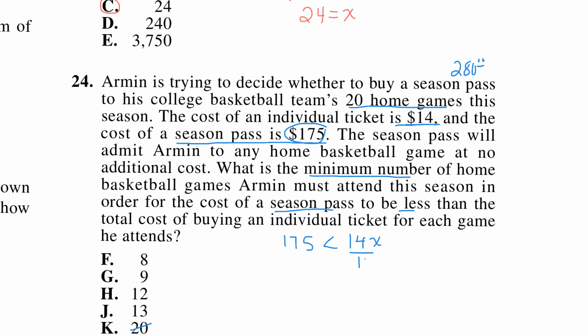So if we divide this by 14, 175 divided by 14 comes out to 12.5. So x has to be more than 12.5. So the number greater than 12.5 would be 13. So 13 would be the answer there. If he buys 13 tickets at 14, he's going to pay $182. 13 times 14 is 182. And so the 175 would be a better deal. So the answer is J for this problem.